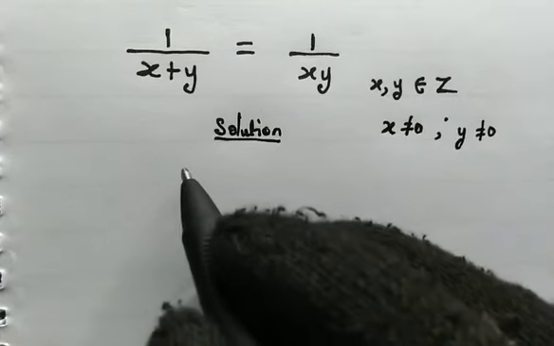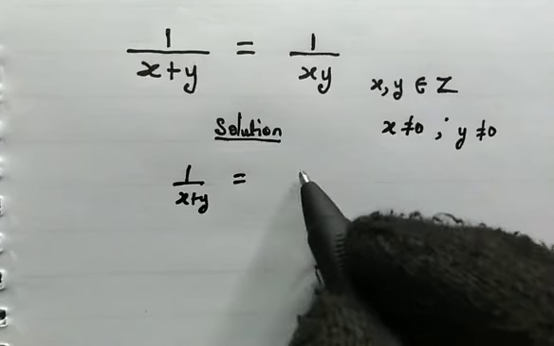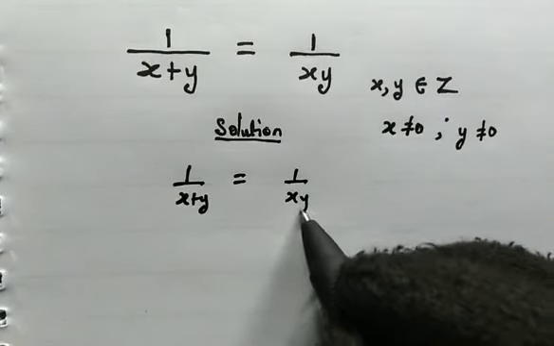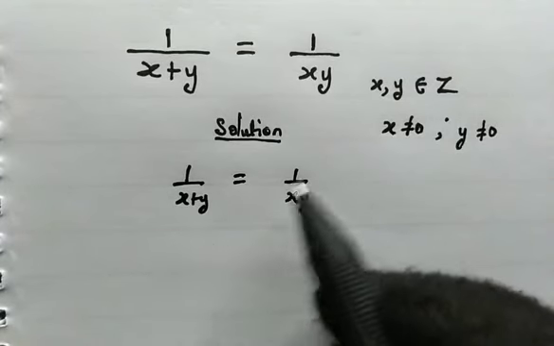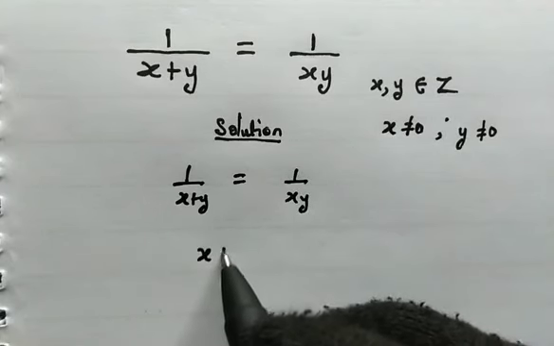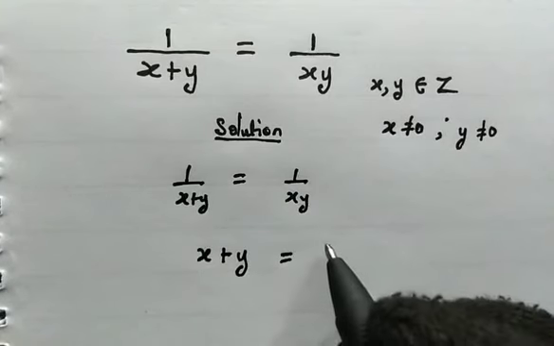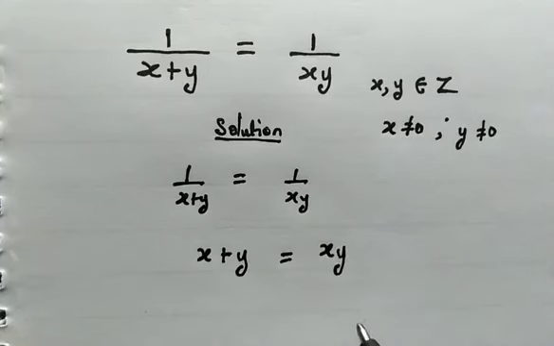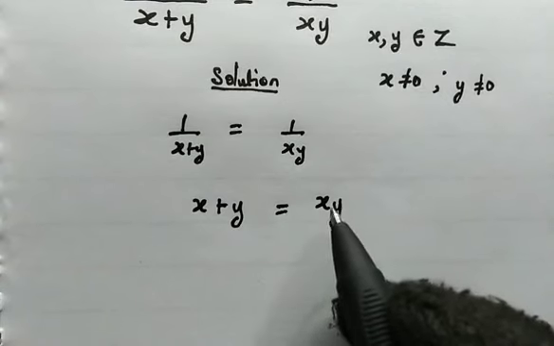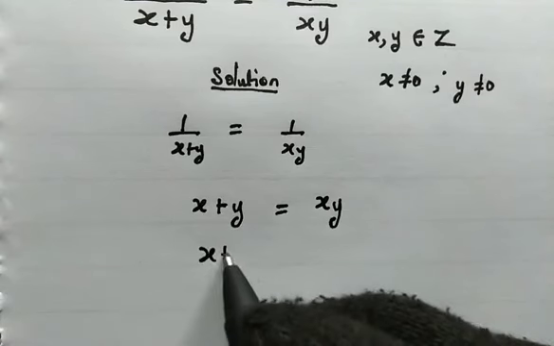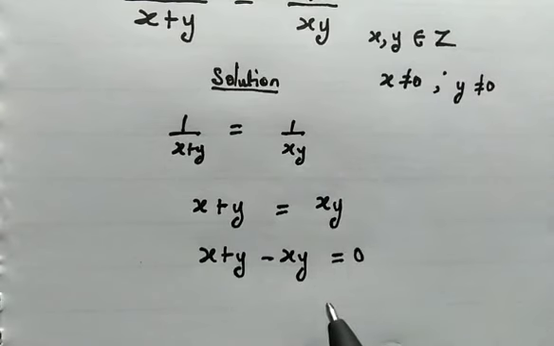Okay. Now from the equation, we have 1 all over x plus y equals 1 over x times y. Now we're going to cross multiply. From here, x plus y times 1 will give us x plus y. This is equal to xy times 1, which will give us xy. Now let's move this term at the right hand side to the left hand side. That will become negative xy, then this is equal to 0.